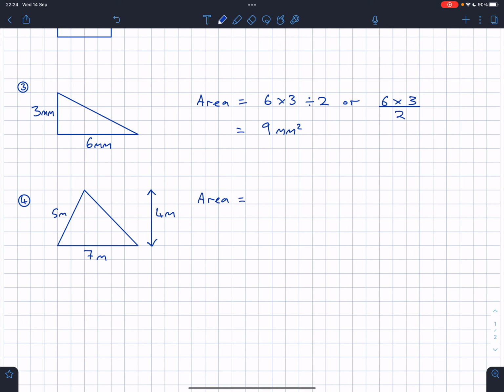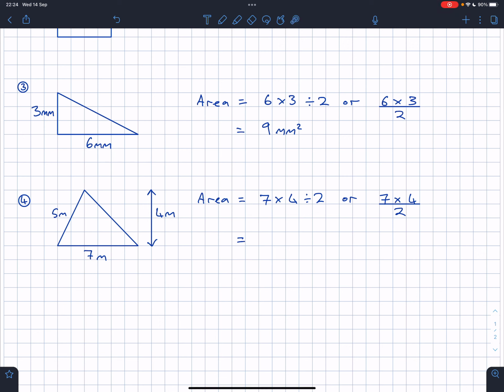So the area is going to be the 2 dimensions that multiply together. Ignoring this 5 altogether, I just want the one that comes across and the one that is a right angle to it. So I get 7 times 4 divided by 2, or if you'd rather, a better way of writing it is 7 times 4 and writing the division as a fraction.